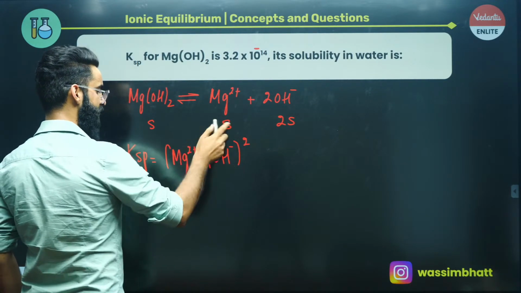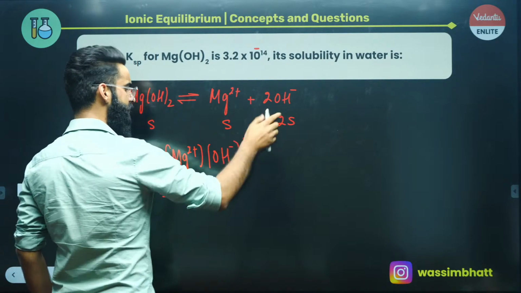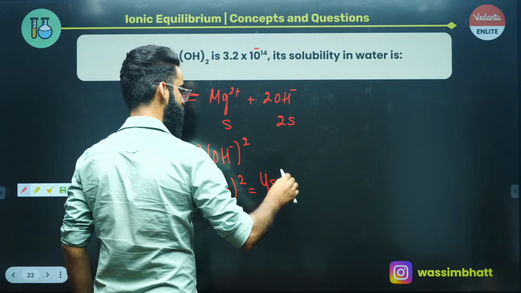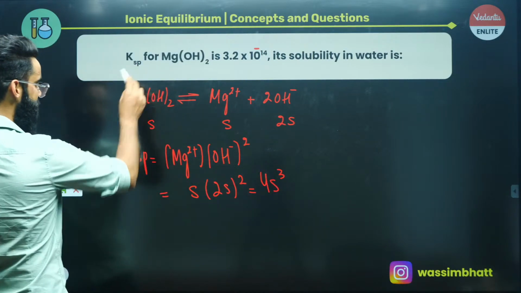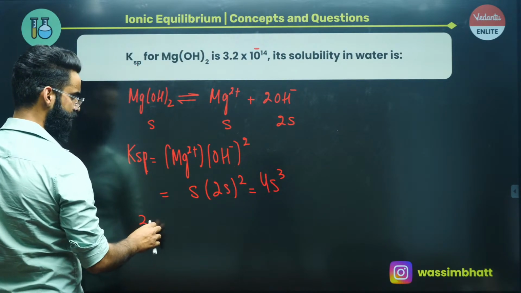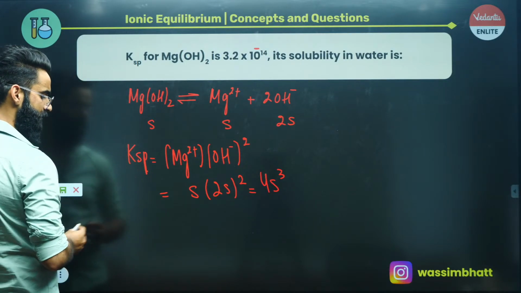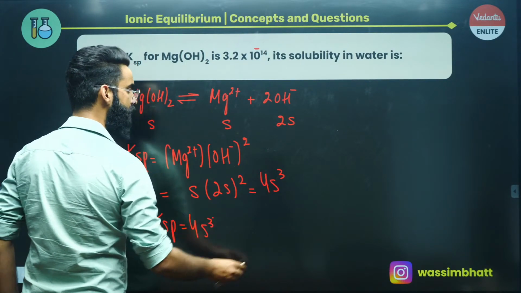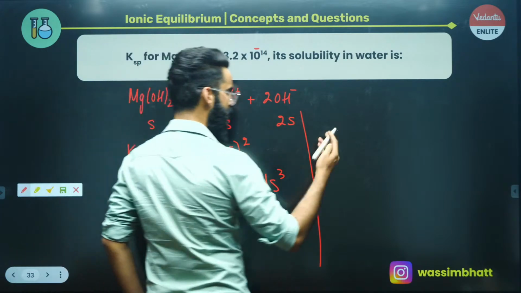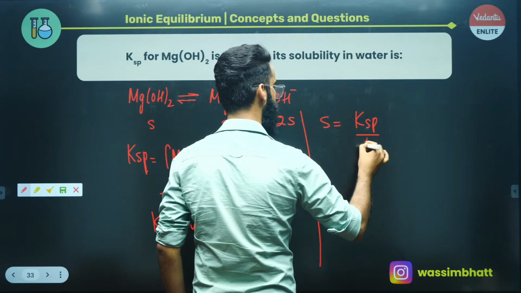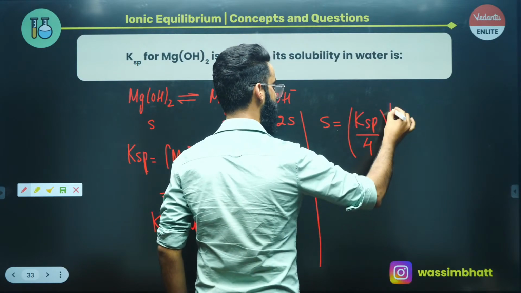So this value is basically S for OH negative, and 2S raised to the power 2. It's going to be 4S cube, correct? Well, the Ksp value is given to me. How much? 3.2. Or let me write it like this. The Ksp value you got to know as 4S cube. So from here, you can easily calculate the S value. I'll say S is nothing but Ksp divided by 4, whole raised to the power 1 by 3, right?